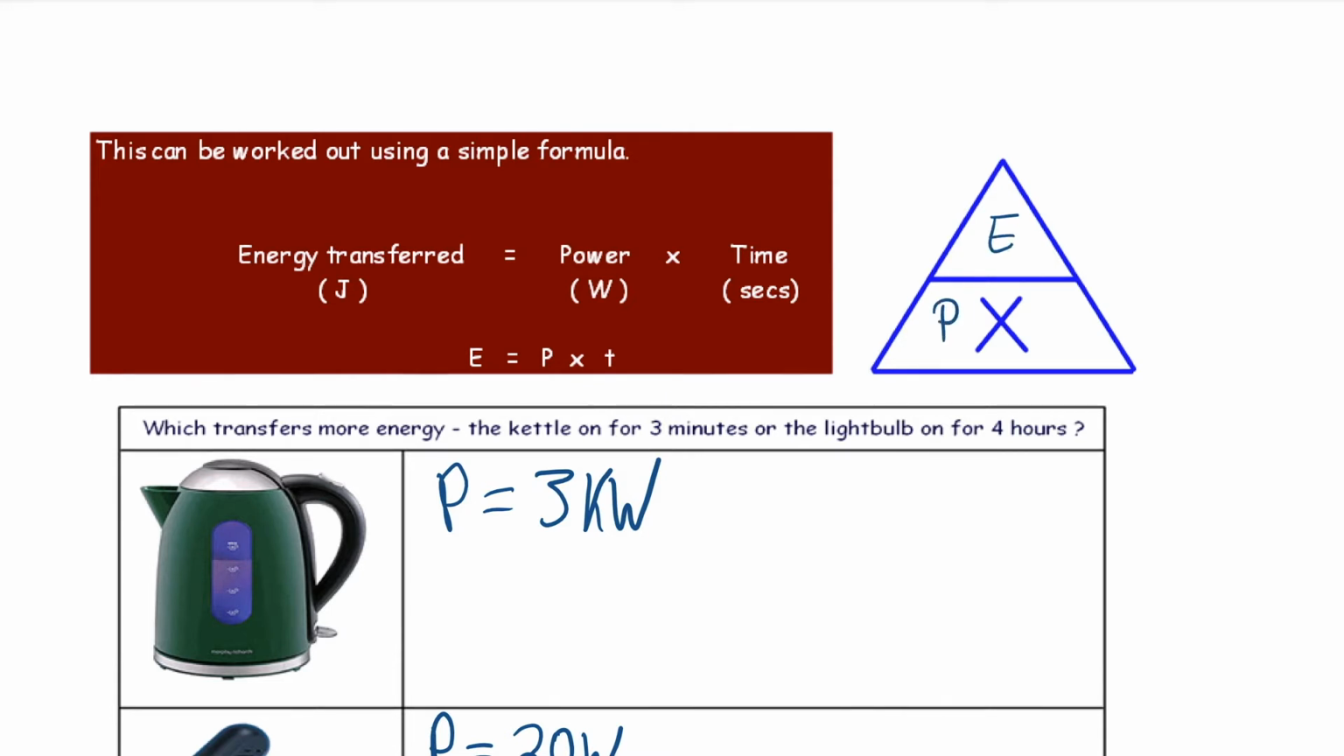And if you need to rearrange, higher tier pupils, it's useful to write it down like this, where, remember, if you covered E, it leaves you P times T, power times time. If you covered P with your thumb, that would leave you with energy over time. And T would leave you with energy over power.